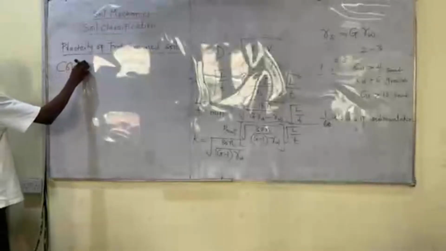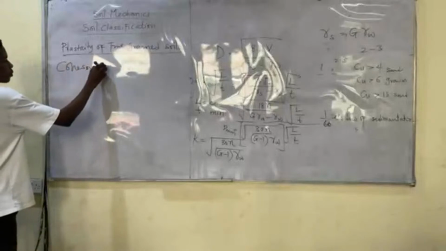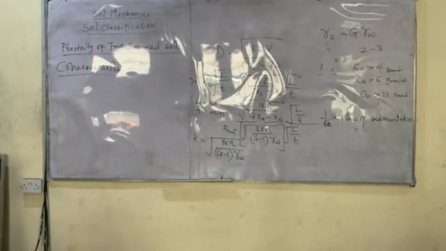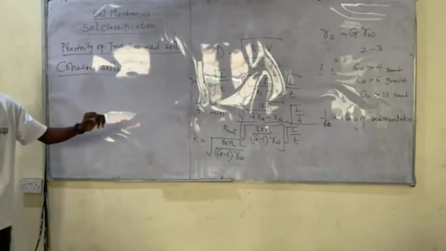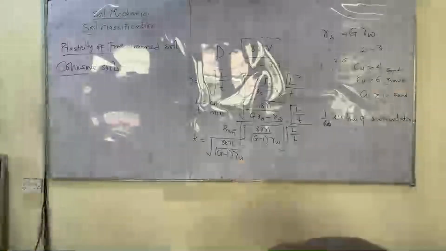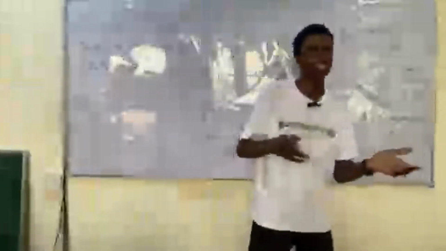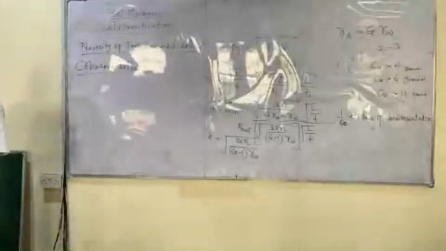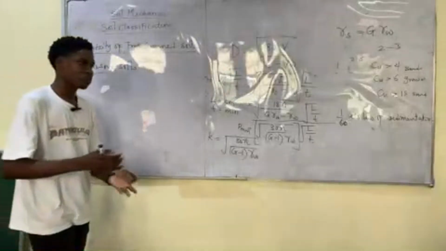So, when you look at cohesive soils, there are different states. Number one, cohesive soil exhibits plasticity. There are different states for cohesive soil. Number one, there is the plastic state. Two, there's liquid state. Three, there's shrinkage. Should I say shrinkage state? No, let me say shrinkage limit. Plastic limit, liquid limit, shrinkage limit.